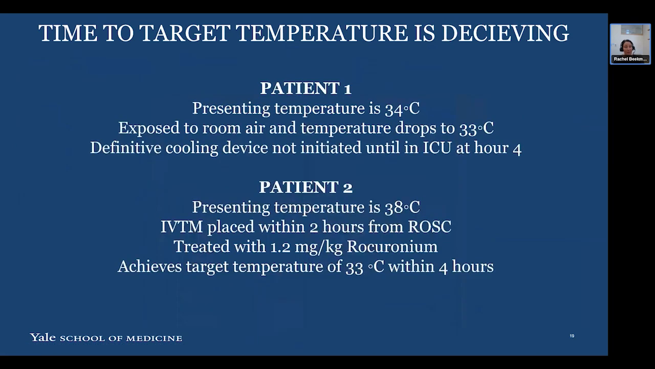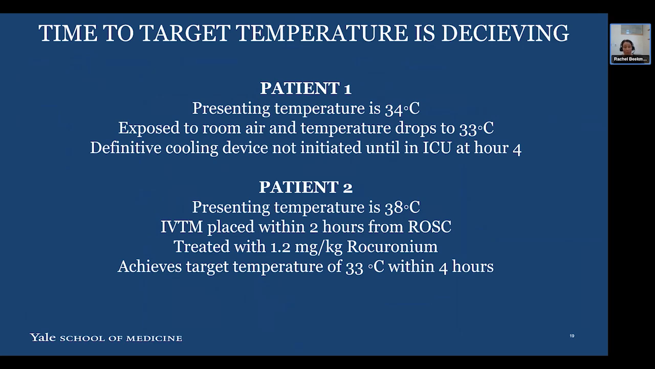So let's consider a few different patients. Patient 1 presents with spontaneous hypothermia, presents at the hospital with a temperature of 34 degrees Celsius. They're connected to a temperature control device at hour 4 once they're in the ICU, but they actually achieve a target temperature of 33 prior to device connection just by exposing them to room temperature air.